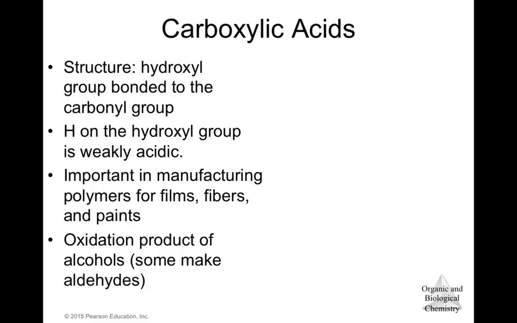And finally, the oxidation of alcohols produces carboxylic acids. Sometimes they go first through aldehydes and then form the carboxylic acid, but we're going to see some examples now. Here we have lactic acid. We have the carbonyl group, we have an R on this side, and we have an OH directly attached to the carbonyl. So this part is the functional group known as the carboxylic acid.